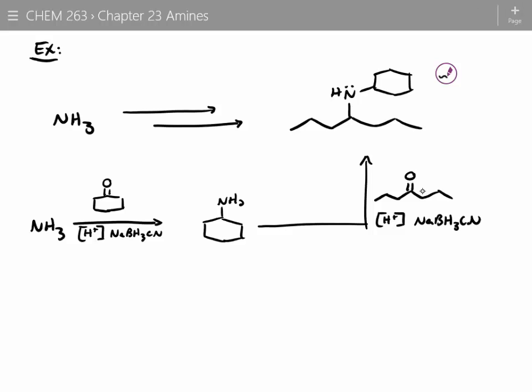What would be an alternate route? Can you start with the ketone and then use NH3 with the acid? Yeah, there's a huge number of different ways to do this. You could start with this ketone in place of the cyclohexanone, and then just switch the order of reactions. That would work equally as well. So oftentimes with these reductive aminations, you do have a lot of options available to you. It's not that one's more right than the other.